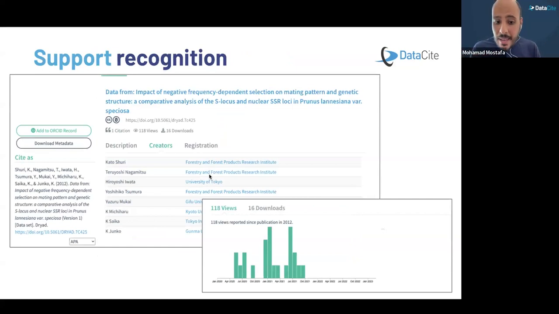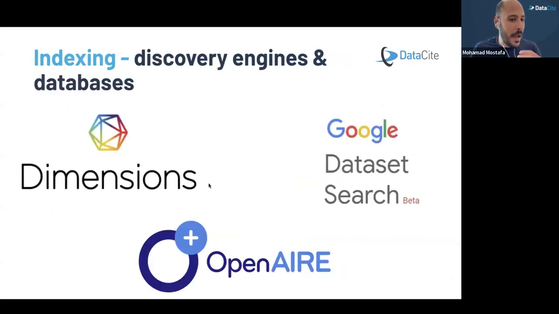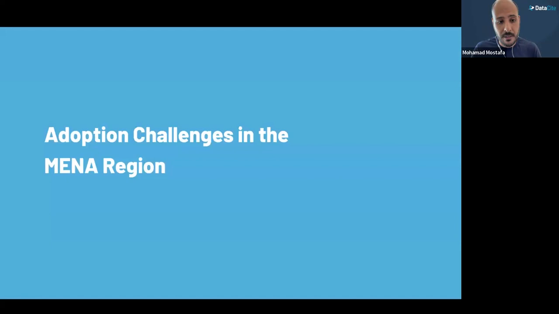by displaying their names and their affiliated institutions. We have an open dashboard. This is an example from one of our community members, the World Agroforestry Center. As you can see, they are a DataCite consortium organization, and we have this open dashboard for them. You can track the total number of works, the total number of citations that this institution has received, the views and downloads, and the other identifiers about this institution as well. And overall, DataCite DOIs are discoverable and visible across different discovery engines. I just included here some examples like DataCite Search and the OpenAIRE discovery database.